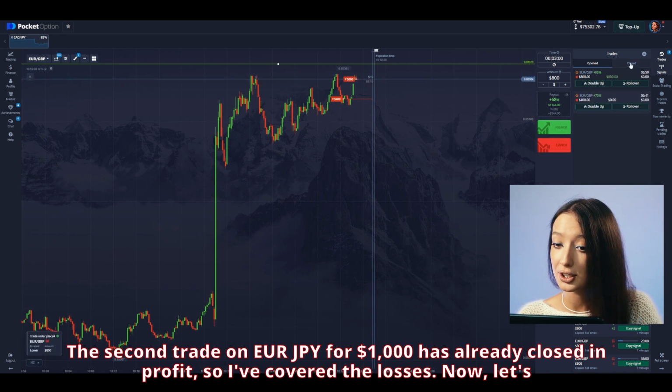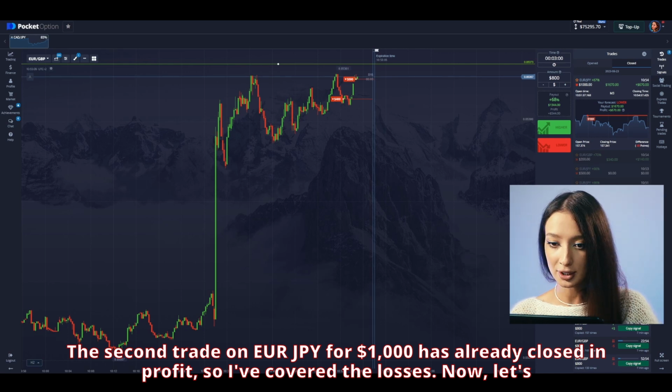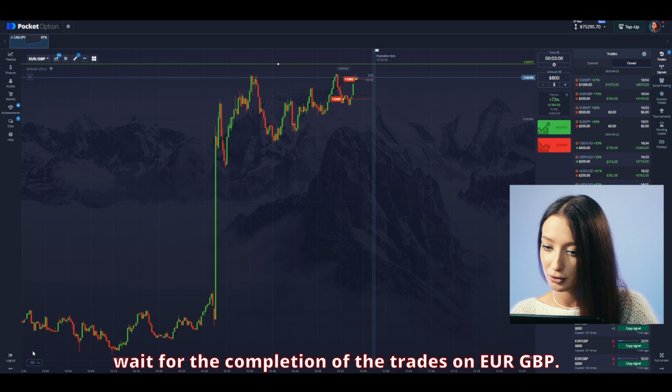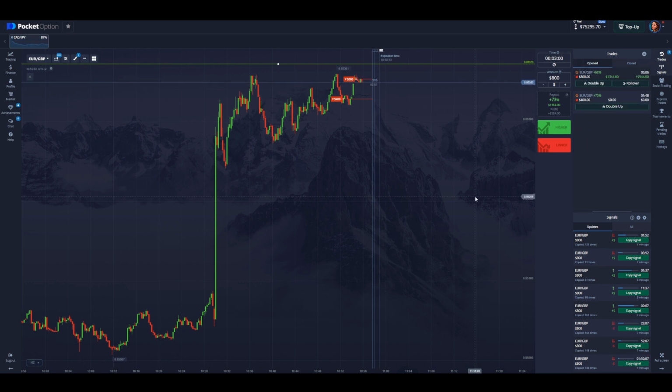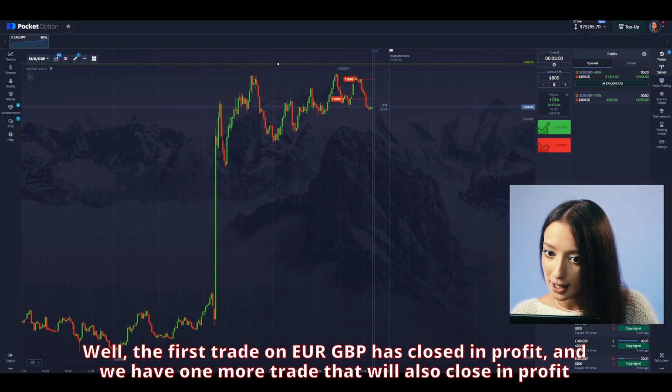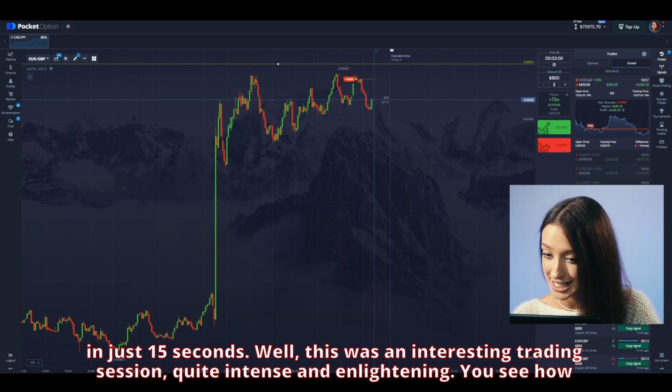The second trade on EUR Japanese yen for $1,000 has already closed in profit. So I covered the losses. Now let's wait for the completion of the trades on EUR GBP. The first trade on EUR GBP has closed in a profit, and we have one more trade that will also close in a profit in just 15 seconds.